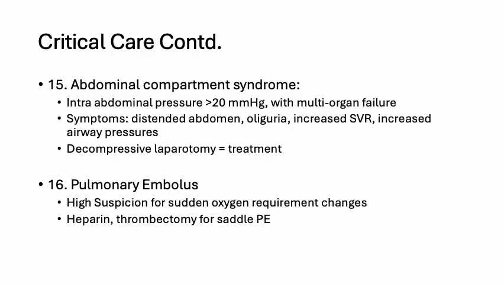treatment for these patients. And then for pulmonary embolus, very important for patients who are immobile, for patients who are not on DVT prophylaxis or have contraindications to DVT prophylaxis. I would have a high suspicion on the exam for a PE in a patient that has a sudden oxygen requirement change, as well as clinically in the hospital. And then heparin is typically the treatment of choice, as well as thrombectomy for a saddle PE.